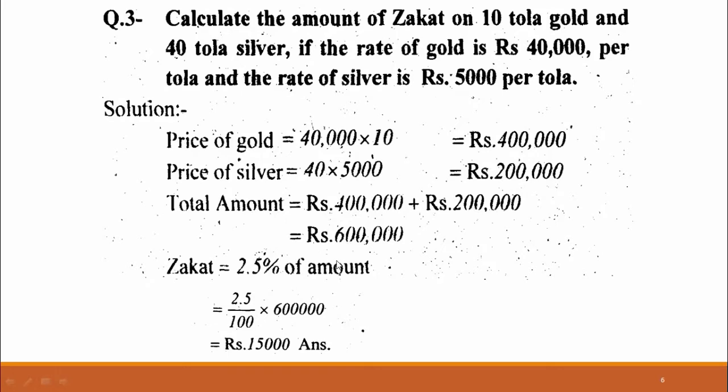Now, what is the amount of zakat for the 6 lakh rupees? The amount of zakat for 100 rupees is 2.5, meaning the zakat rate for 100 rupees is 2.5%. Now, what will be the zakat for 6 lakh rupees? So 2.5 divided by 100, or we can write 1 over 40, multiplied by 6 lakh, and this is equal to 15,000. So 15,000 is the zakat for this person.